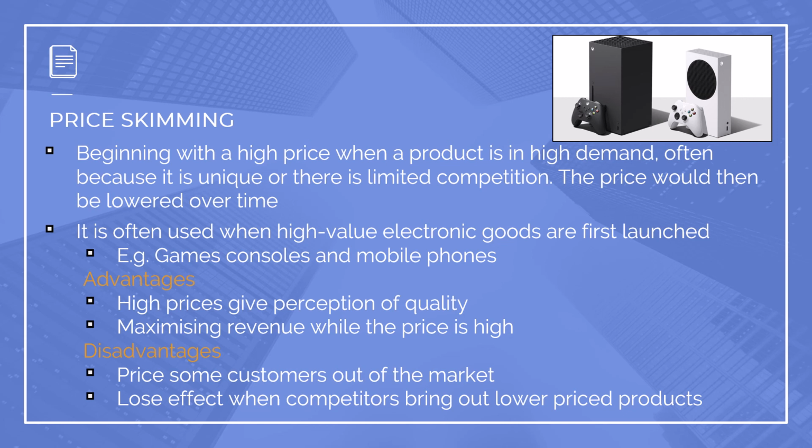So the best example I can think of is the game console that came out at Christmas time, and both of these, the Sony version and the Microsoft one, were in very, very high demand, so their price was allowed to be a lot higher than it really probably should be. And this price skimming is often used for this type of goods, for high value electronic goods when they first come out. Things like iPhones, when the brand new one comes out, the price is a lot higher than the previous model.